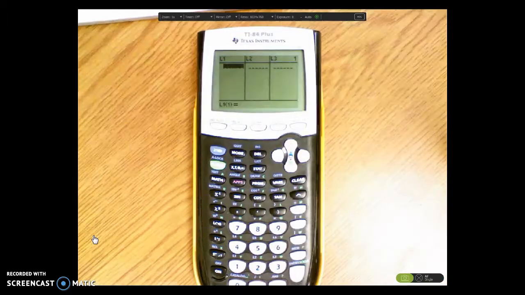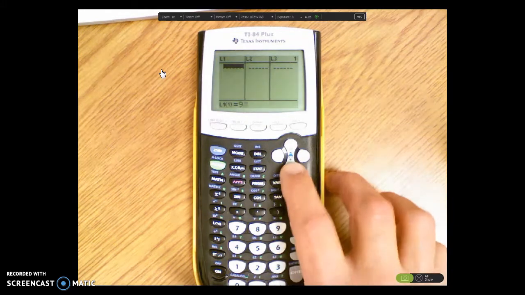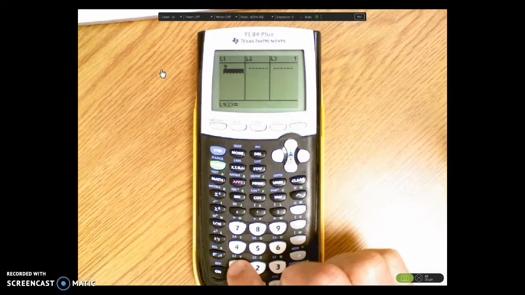There we go. And now you got to make sure you're in the L1 column. All right, and we're going to start entering that data. And the first set was 9. I'm hitting down, and then I'm just going to type it all in.